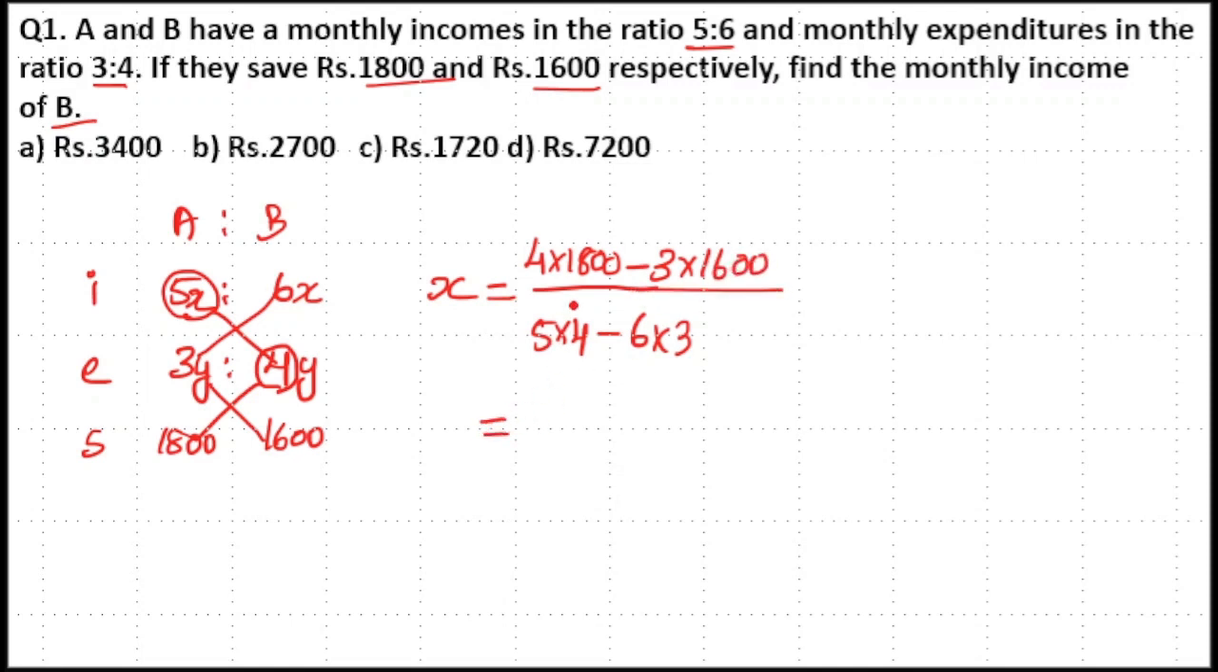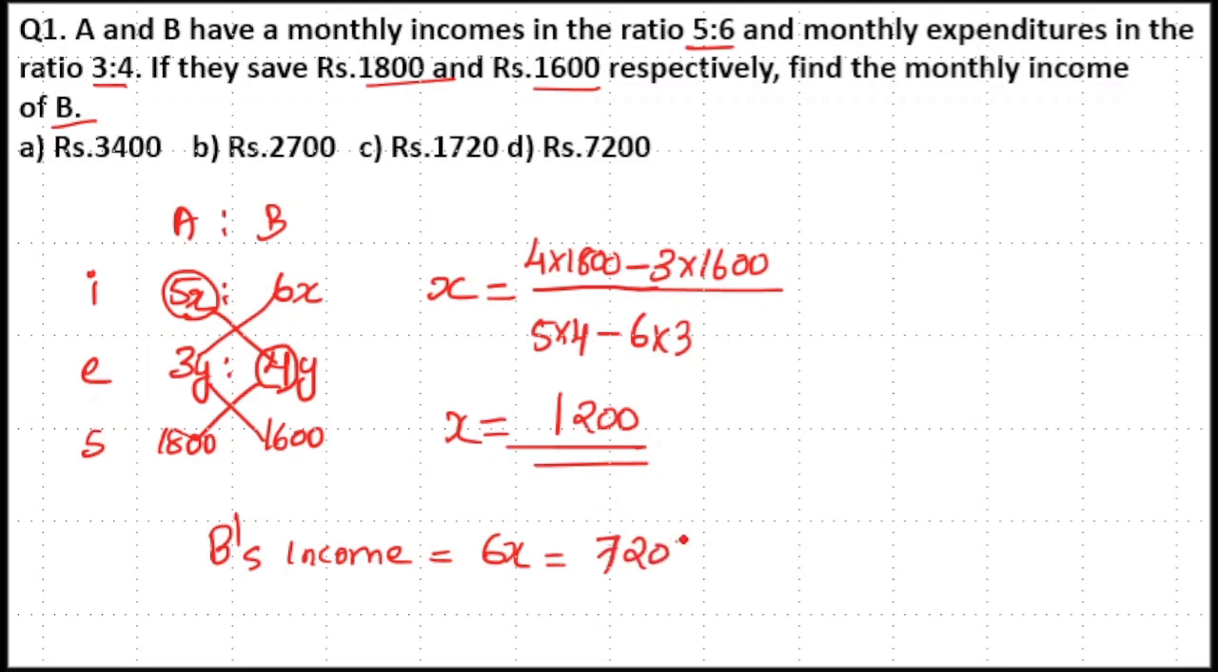Now 4 into 18 is equal to 72, 3 into 16 is equal to 48. So 72 minus 48 is equal to 24. So 2400 divided by 5 into 4 is equal to 20, 6 into 3 is equal to 18, 20 minus 18 is equal to 2. So 2400 divided by 2 is equal to 1200. So your X value is equal to 1200. That means B's income is equal to 6X is equal to 6 into 1200 is equal to 7200. So your answer is option D.